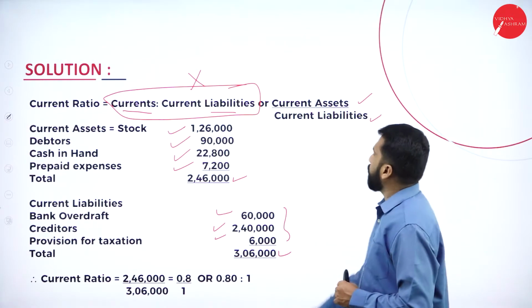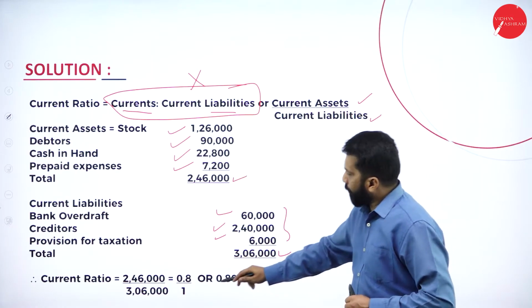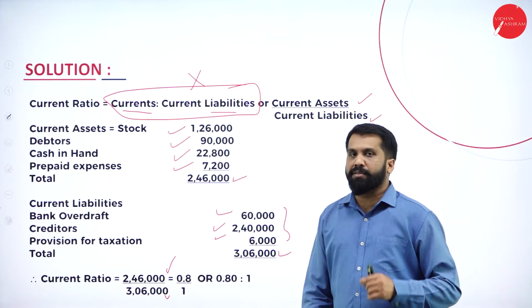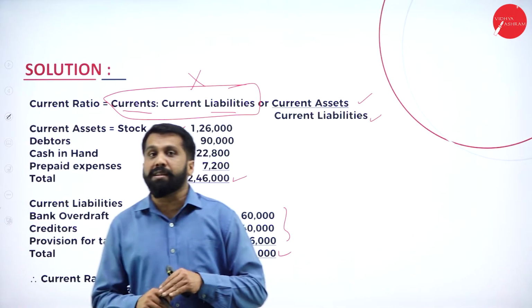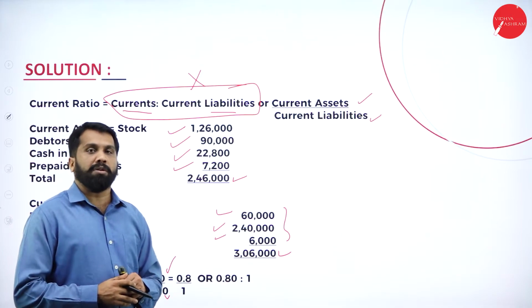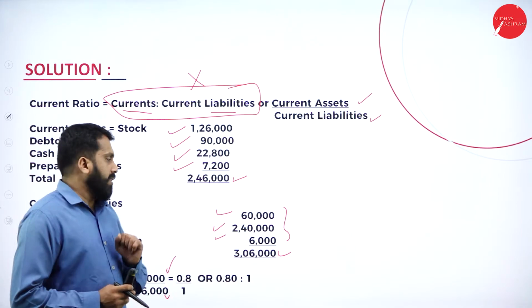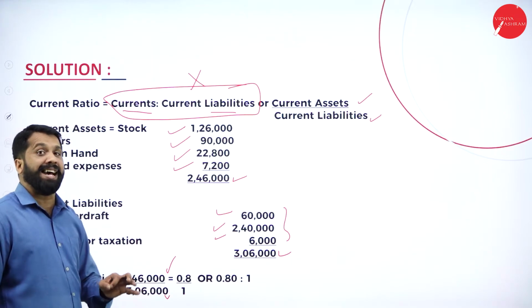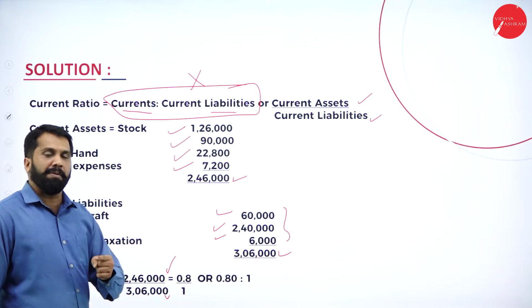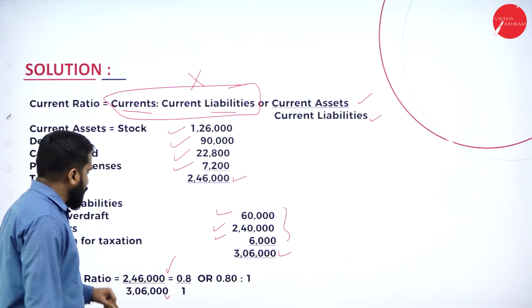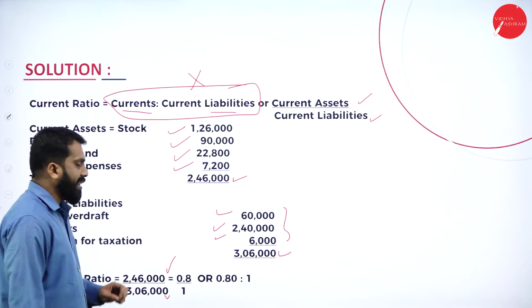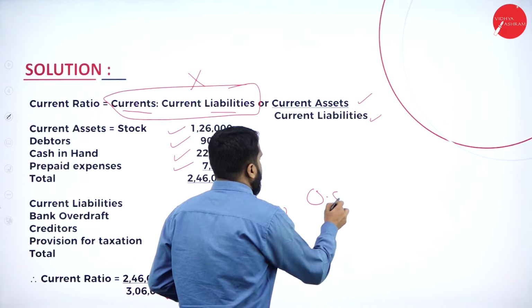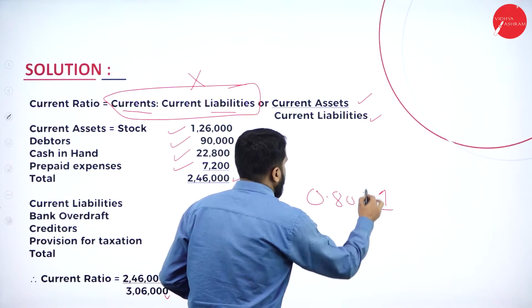What is the formula? Current asset 2,46,000, current liability 3,06,000. Always remember your denominator is always 1. How come it is 1? Take your calculator: 2,46,000 divided by 3,06,000. You will get 0.80. This is always 1.